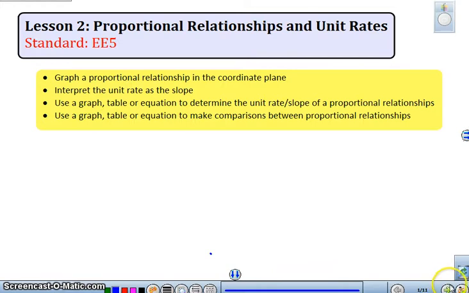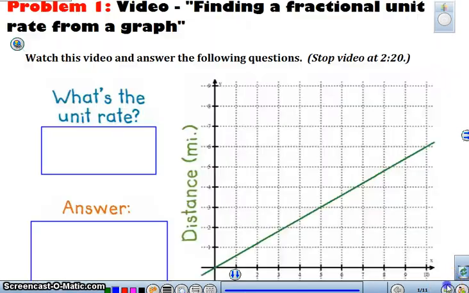In periods 8 and 9, I will put the answers up for you to check under the document camera for the sub, and then we will go through the lesson.